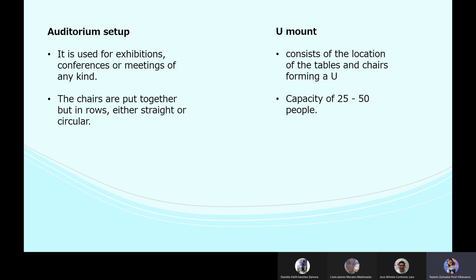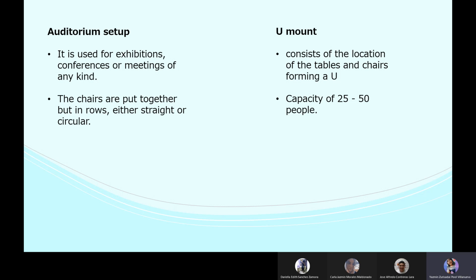Auditorium setup. This table setting is very popular for exhibitions, conferences, or meetings of any kind. This type of assembly places the chairs together in rows, either straight or circular. It is very functional for this type of event since people do not need to lean on a table to take notes or write.